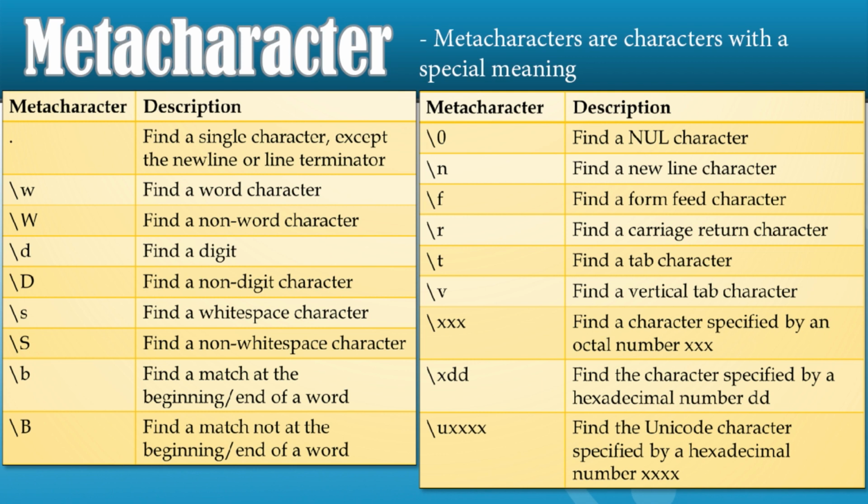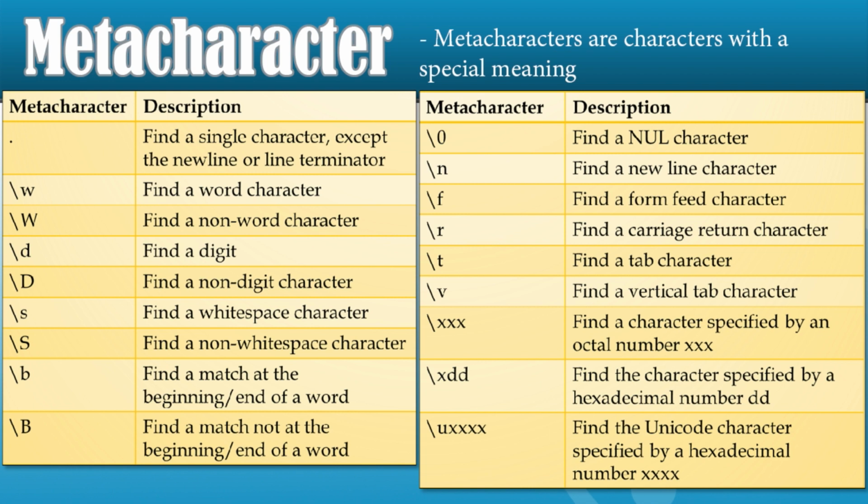And you also have meta characters. Meta characters are characters with a special meaning. You have the dot to find a single character. You have the \w to find a word character or a non-word character. You have \d to find a digit, or capital D to find a non-digit character. \s is to find a white space character, and then capital S to find a non-white space character. \b to find a match at the beginning or end of a word. Capital B to find a match not at the beginning or end of a word.